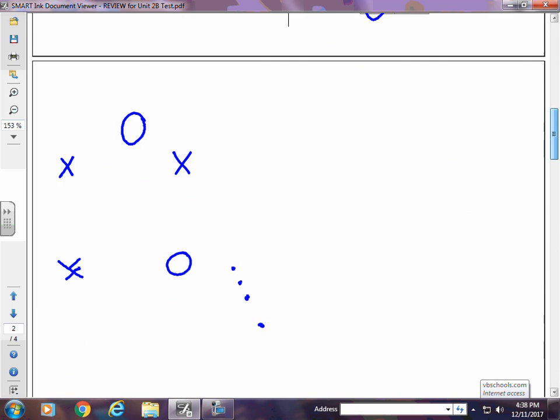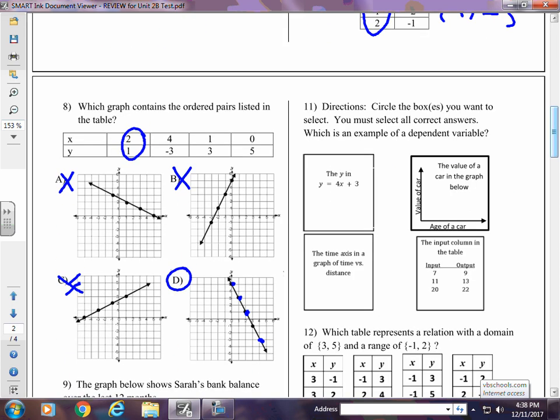Right, for number 11, we want to pick out all the correct answers that show the dependent variable. Remember, dependent is synonymous with y value, synonymous with output, and synonymous with the y-axis. All right, so the y in the equation, yes, that's the dependent variable. You should be picking that one. The value of the car, which is this y-axis, that is dependent, so you should be picking that one.